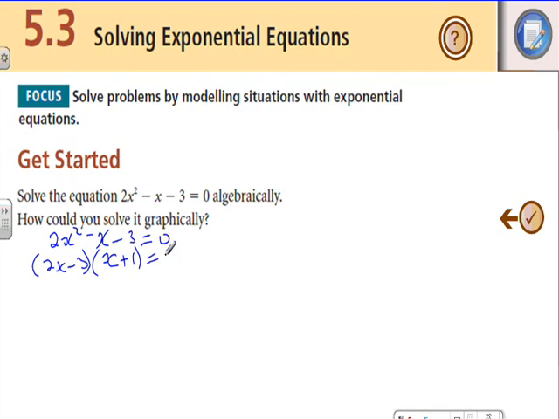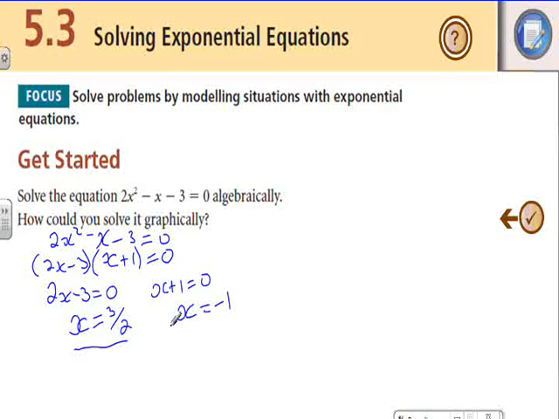Whichever method you use there, no problem. And then we take each one of those factors and equate them individually to 0. So 2x minus 3 equals 0 and x plus 1 equals 0. Solve the first one, take the 3 over, divide by 2, x is equal to 3 over 2, and take the 1 over, x equals negative 1. So we've got the two answers, 3 over 2 and negative 1.